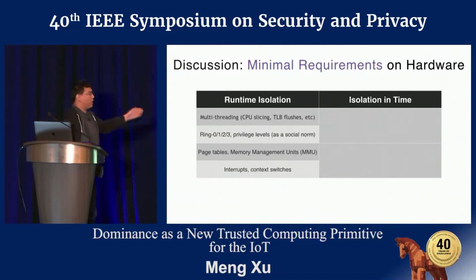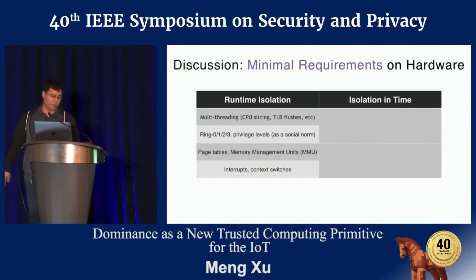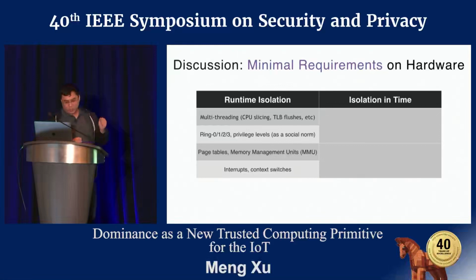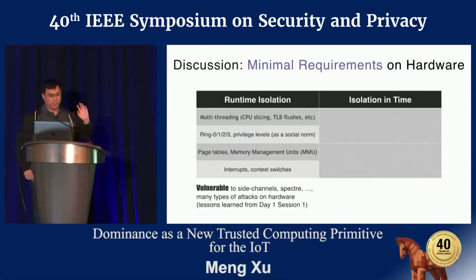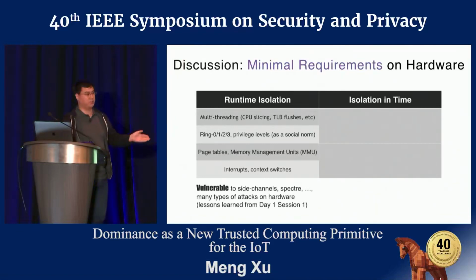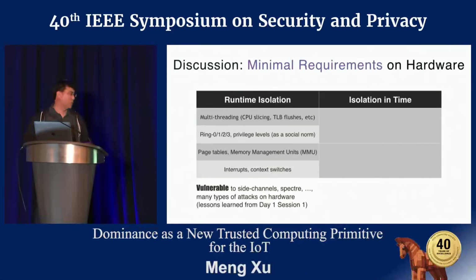But in order to do that, you need a lot of hardware things. Like you need multi-threading support. You need strict privilege separation, which we learned from day one as a social norm. And we also need page tables, memory management units. And we need to get interrupts and context switches done correctly. So if you still remember day one, session one, these things are subject to side channels, Spectre attacks, and many types of attacks on the hardware.